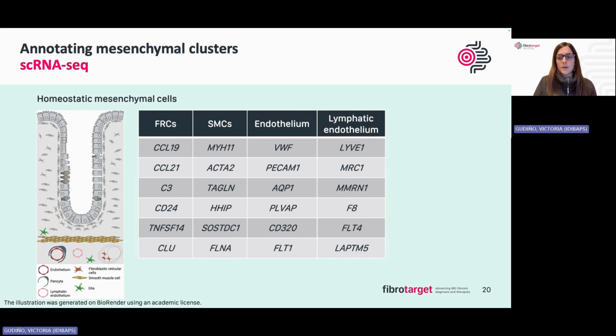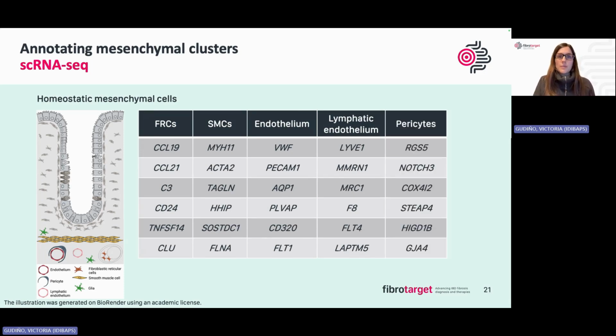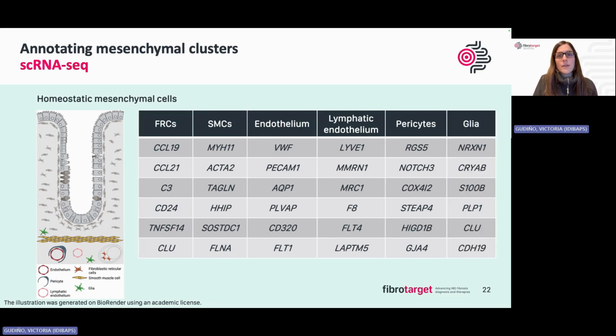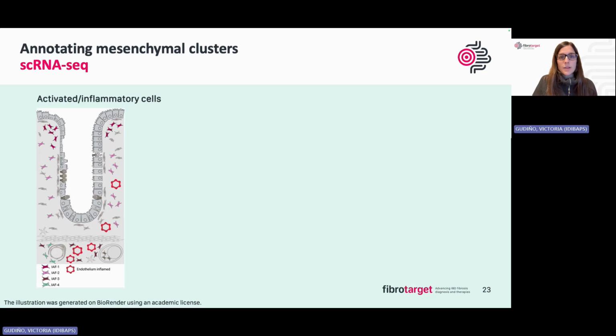We then also have the pericytes that are the cells surrounding the endothelial cells, and they are easily identified by RGS5 or NOTCH3. And finally, we can also commonly see glial cells by single cell studies that express neurexin-1 or S100B. So altogether, this is the cellular architecture of the healthy mucosa, before inflammation happens.